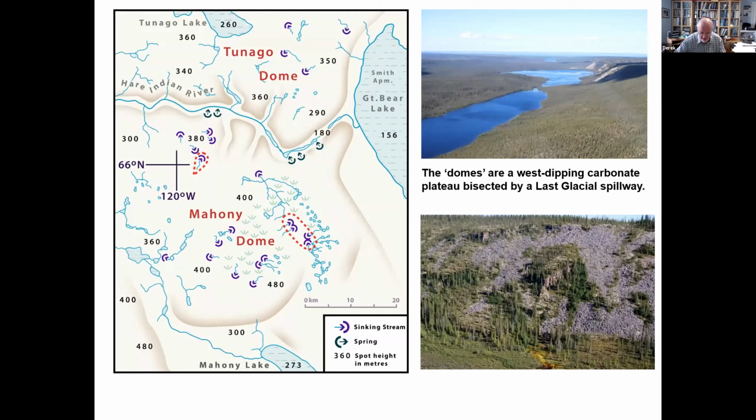The Mahony Dome is a scarp sloping, we're dipping westward. We go up to 480 meters above sea level. The Tunago Dome is somewhat gentler, dropping away to the east. Next, please, Autumn.